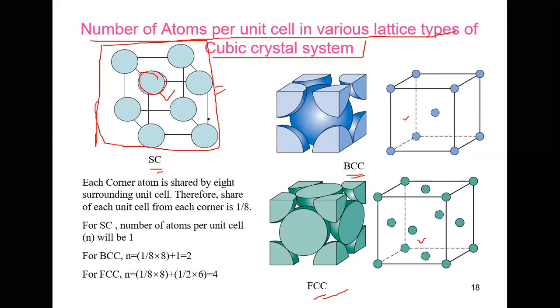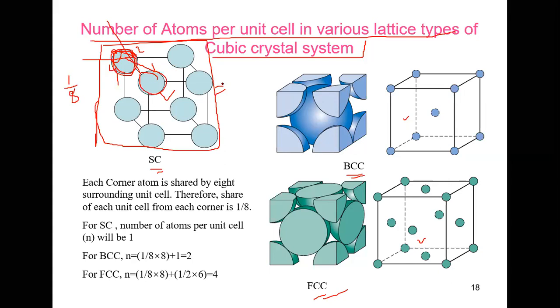So each corner atom is basically shared by how many unit cells? If you draw this as number 1 unit cell, then number 2, number 3, and number 4 unit cell in its own plane, and there will be another 4 on the upper plane. So altogether, each corner atom is shared by 8 unit cells. So the contribution of this atom in this unit cell is 1 by 8.